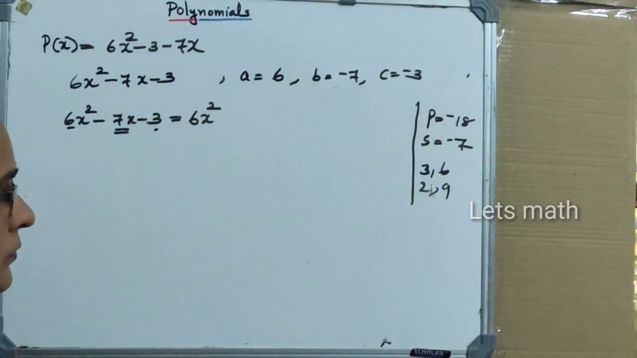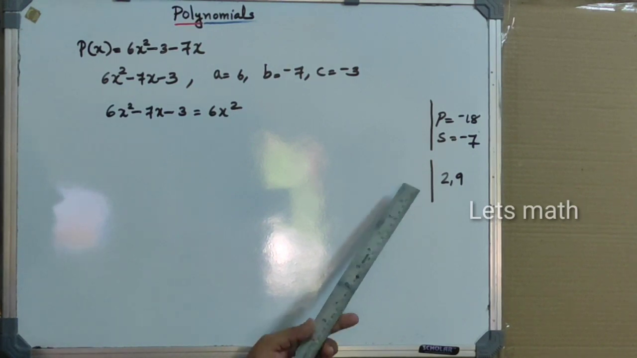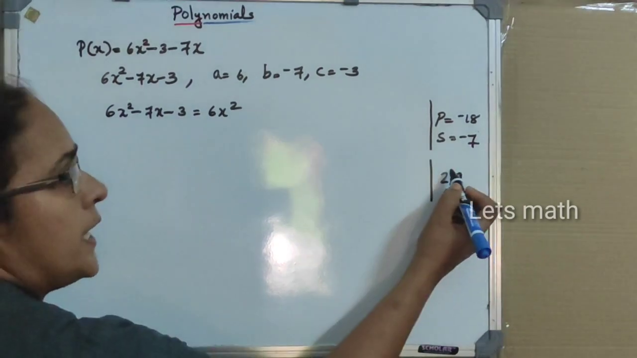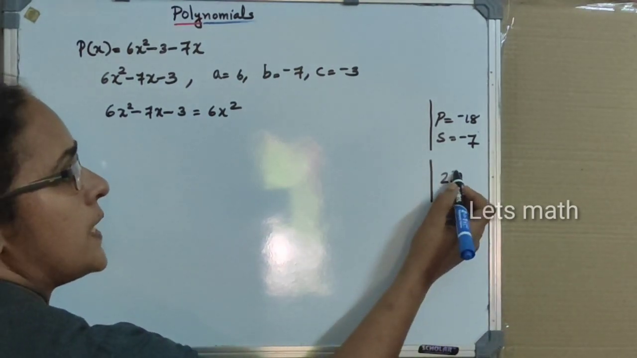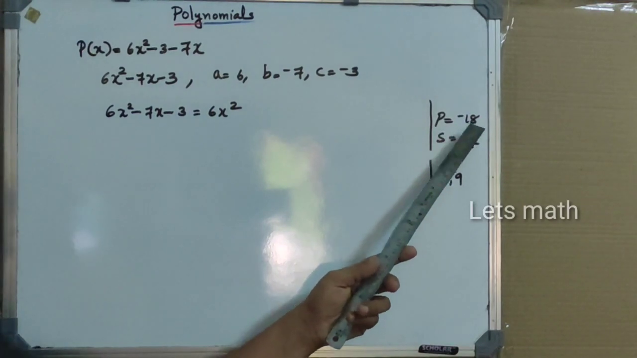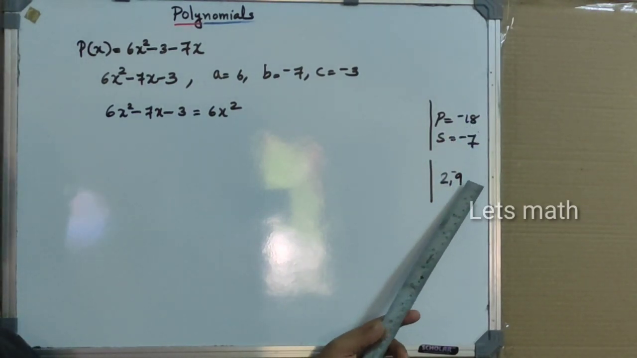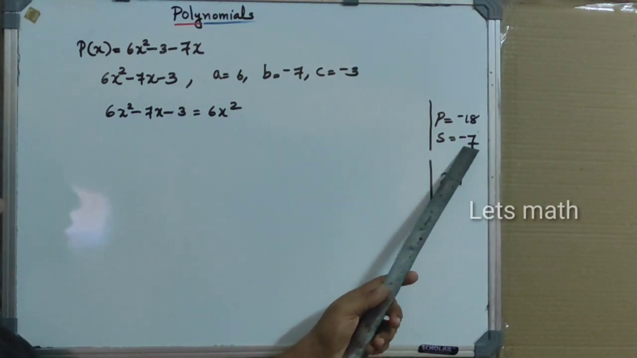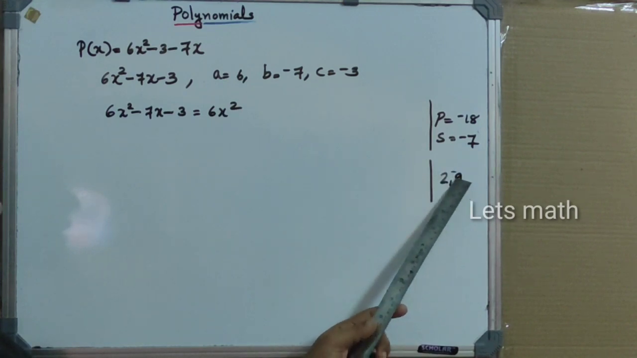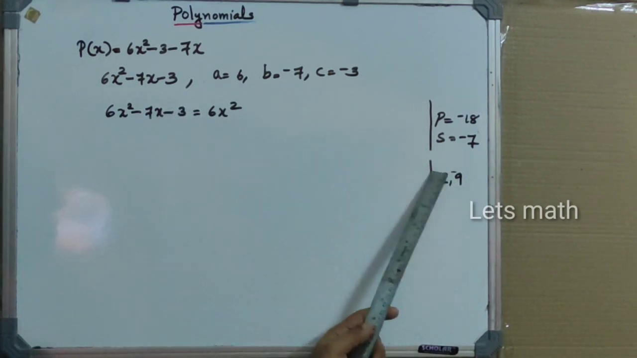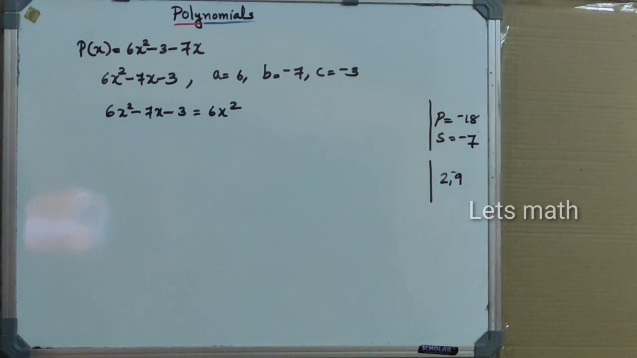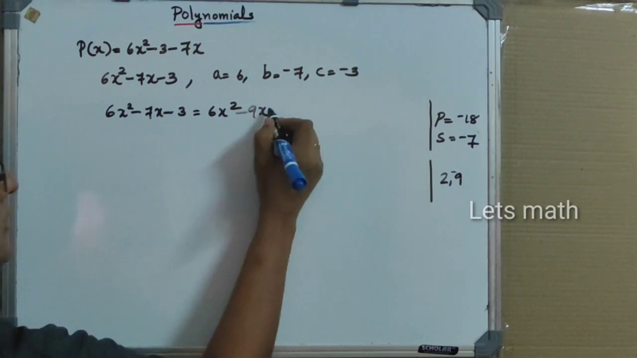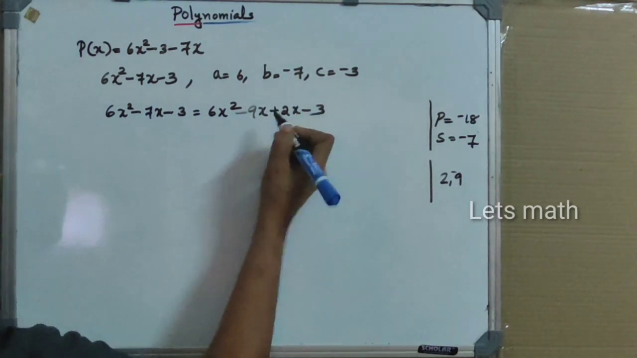Now look at the sign of the sum. It is negative. So the greater number you have to give the negative sign. See, as the product is negative, the numbers must be of different signs. So one is positive, other is negative. Looking into the sign of the sum, the sign of the middle term must be for the greater number. Okay. Now we have 6x square minus 9x plus 2x minus 3.